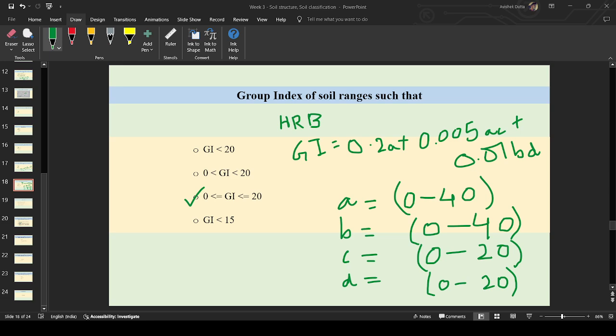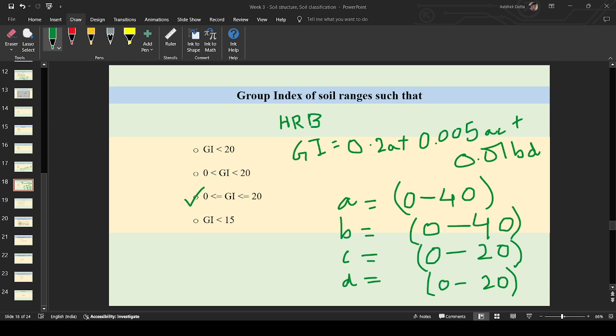If it is beyond 75, generally we will not observe that. If it is less than 35, then B will come into play, where we take the same percentage from 15 to 55. Suppose the percentage passing is 45. Then 45 is falling in this range. A will have 45 minus 35, which is 10, and B will have 45 minus 15, which is 30.